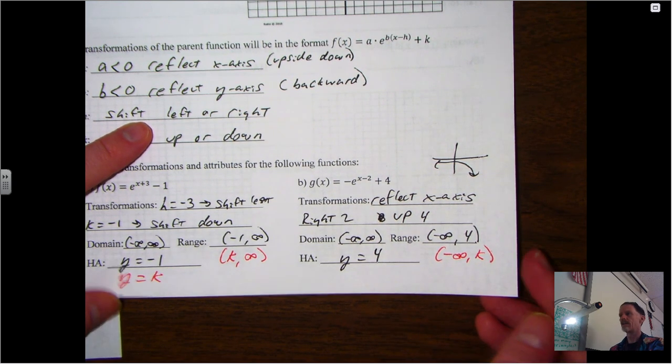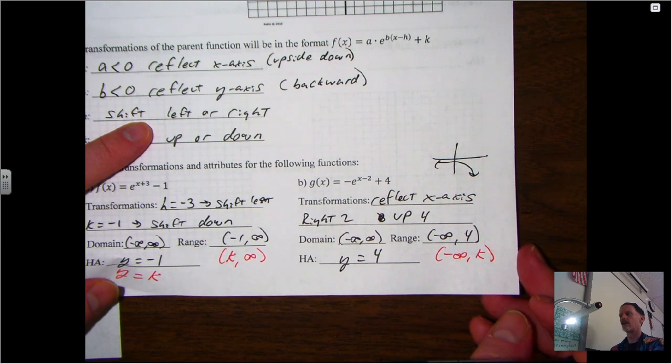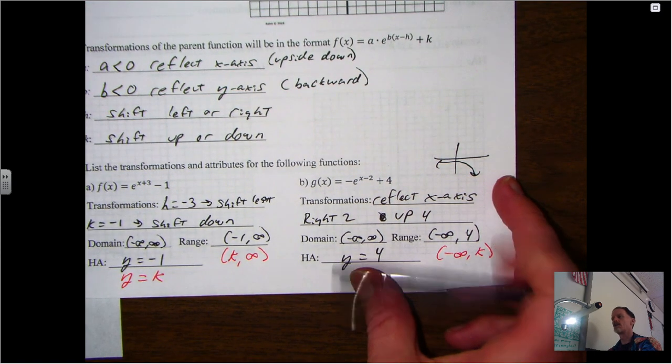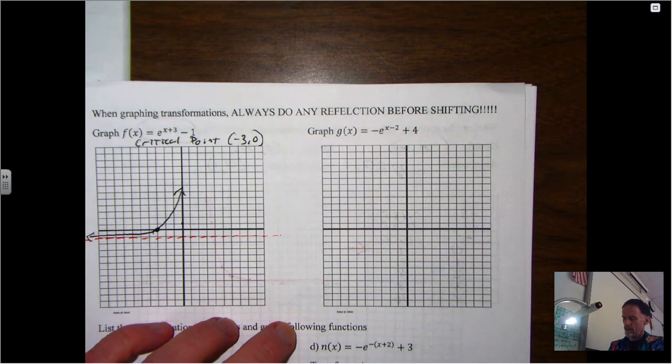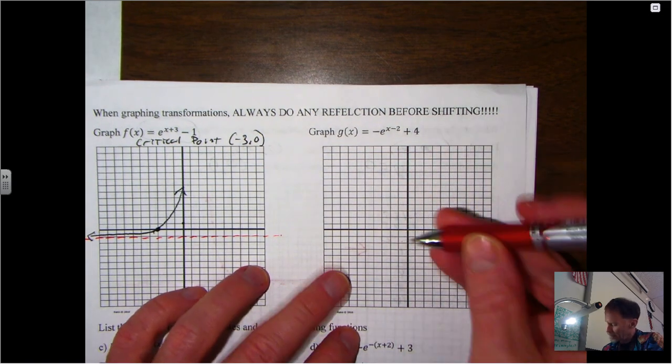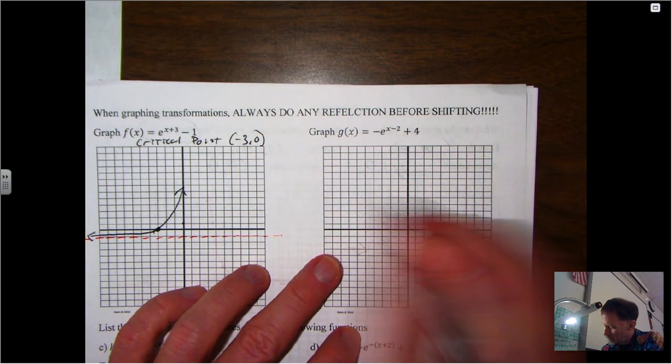So let's go ahead and take that. If you need to pause the video and jot that down, you certainly can. But let's take that information and put all of it on a graph. So again, let's draw my asymptote. 1, 2, 3, 4.